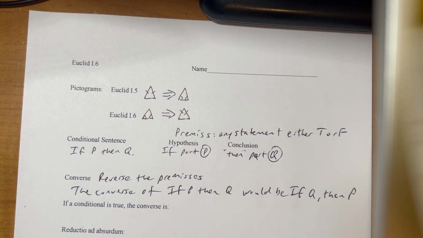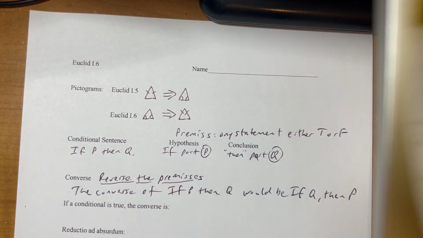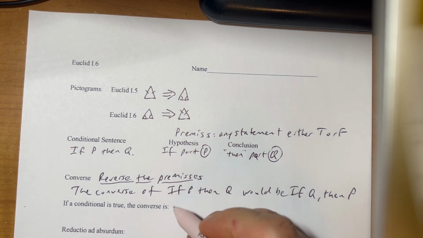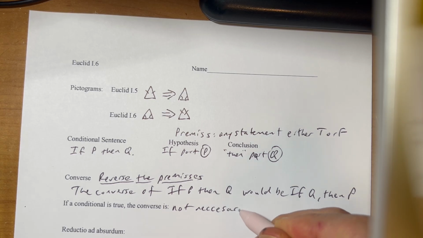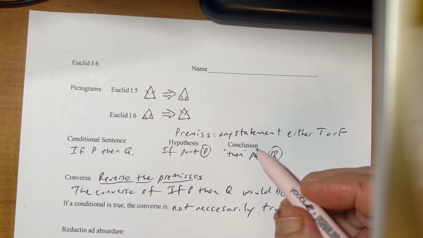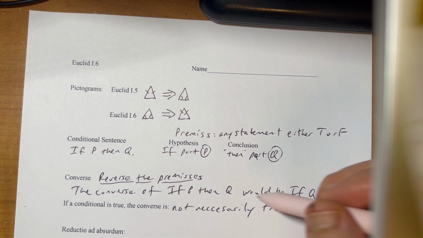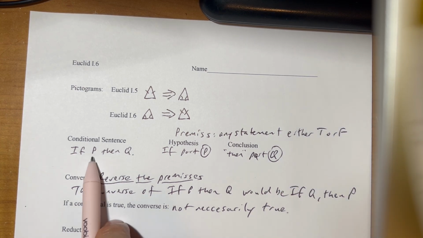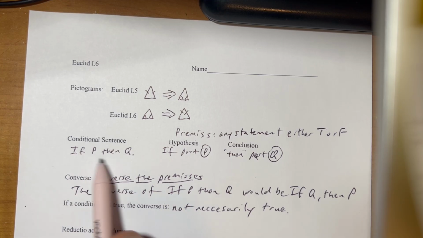All right, and so maybe we've talked about this once already in this class, but if a conditional is true, the converse is not necessarily true. It could be true, it might be false. And the famous one that I use is, if it's raining, then it's cloudy. P would be, it's raining. Q would be, it's cloudy. And that is pretty much 100% true.